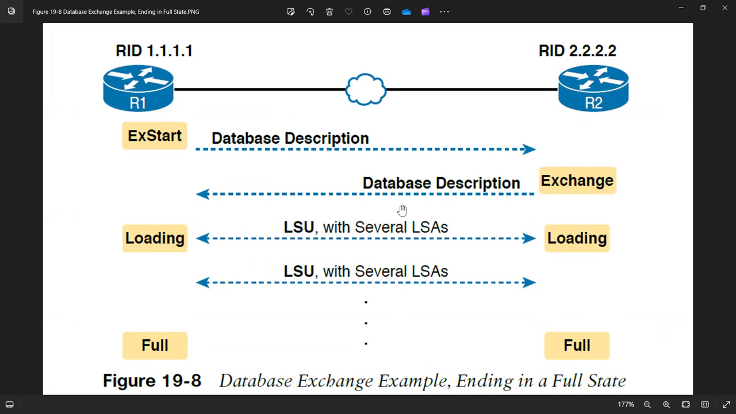At the start, they will try to send each other the database detail, the database description. R1 sends the database description to R2, and R2 sends to R1. Database description means area detail, number of networks, and everything: what you have, what you want. Whatever is missing from each other, they will share with each other. That is what loading is.